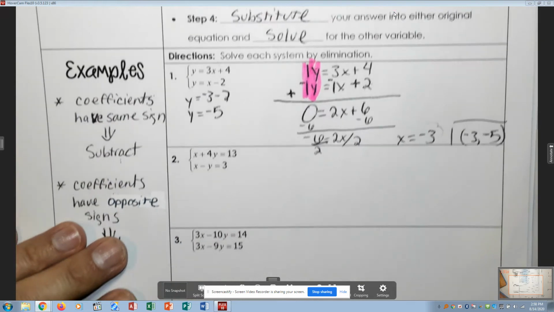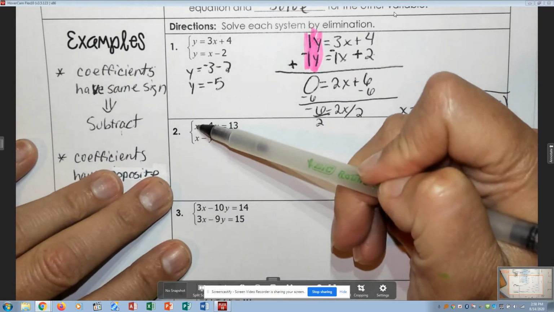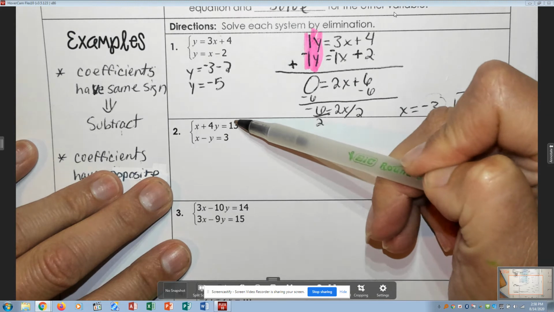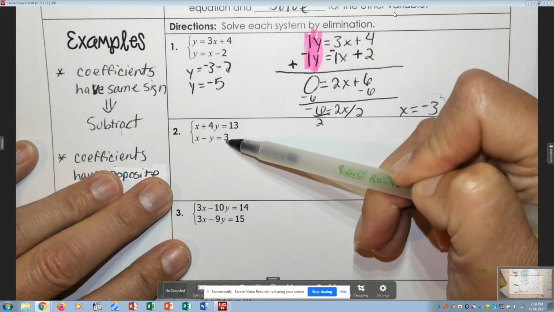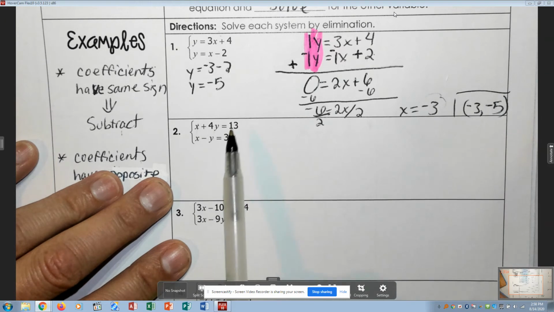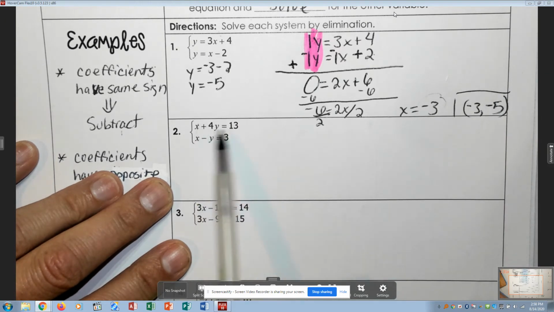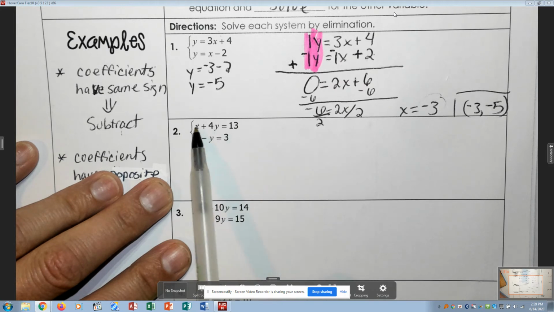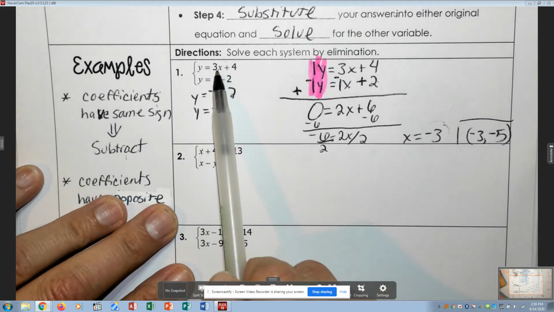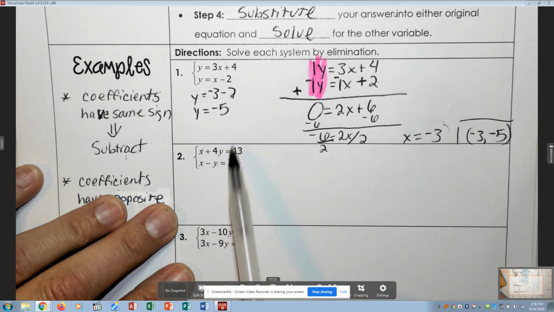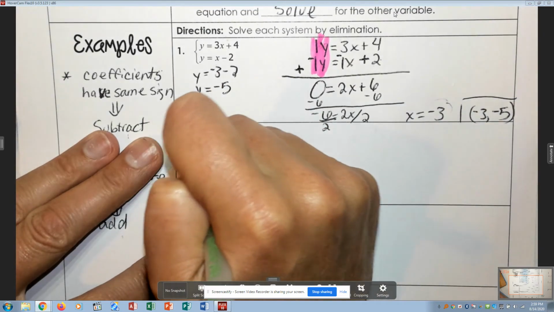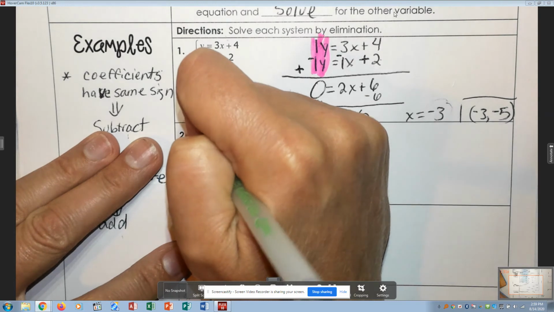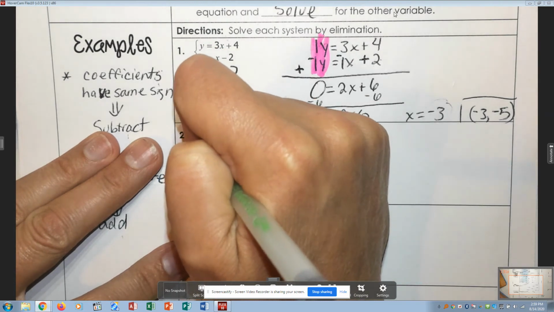All right, let's look. Are my variables lined up? They sure are. X variables, y variables, constants, all lined up. Typically with systems using elimination, both equations are going to be in standard form. You don't typically solve a system when they're both in slope-intercept form. It's usually when they're in standard form. Okay, so now this coefficient is 1.